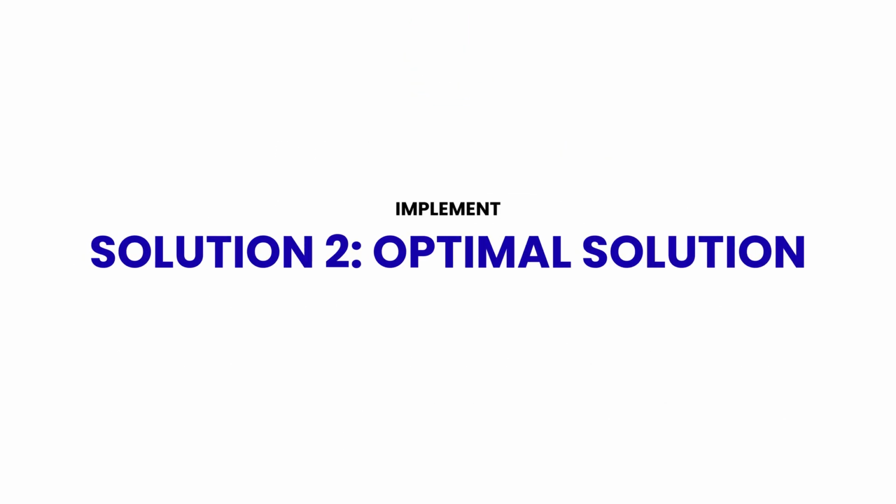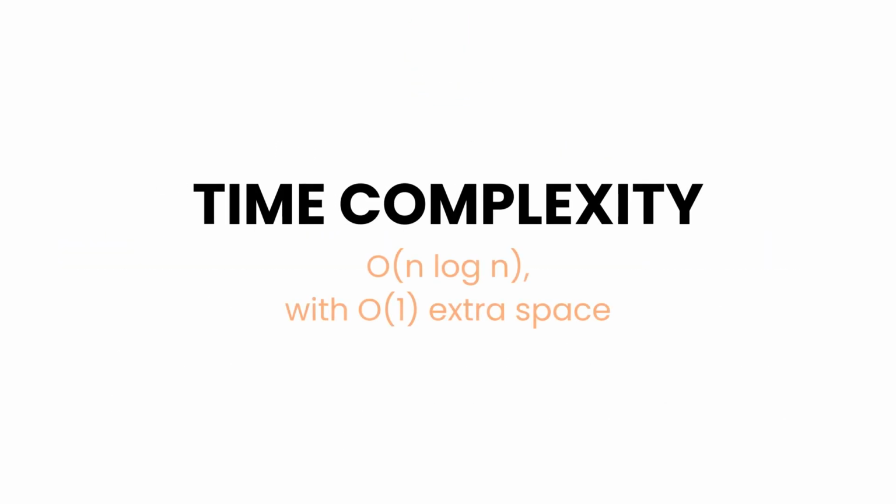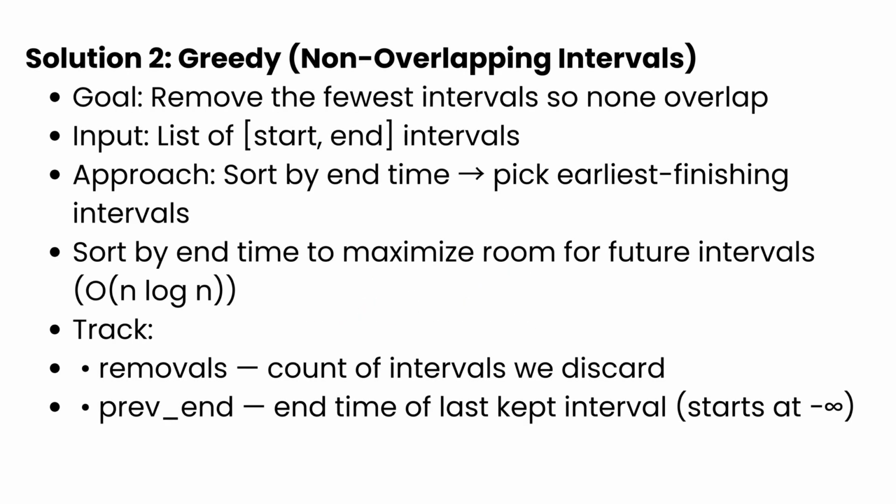Let's try to implement it using solution 2. Overall time complexity: sorting, O(n log n), single pass through the intervals, O(n). So the total time is dominated by the sort, O(n log n), with O(1) extra space. We only keep a few variables.